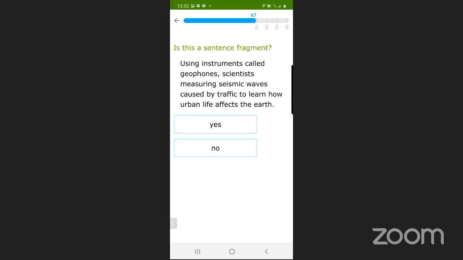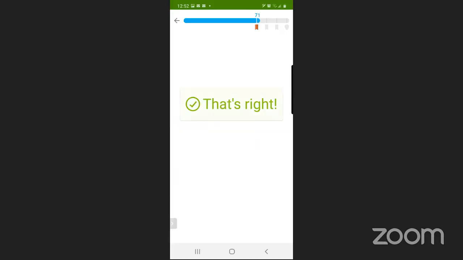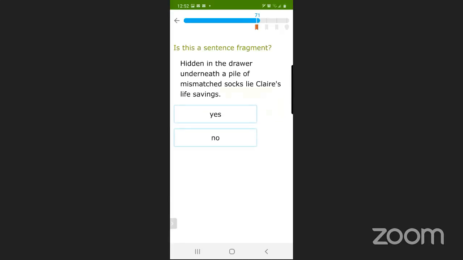Yes. It's a fragment. Alina, do you think it's a fragment? Yes. Next. Is this a sentence fragment: hidden in the drawer underneath the pile of mismatched socks lie Claire's life savings? Is this a fragment or not?